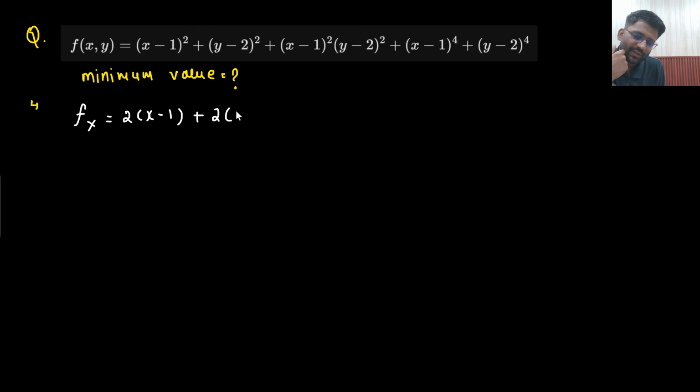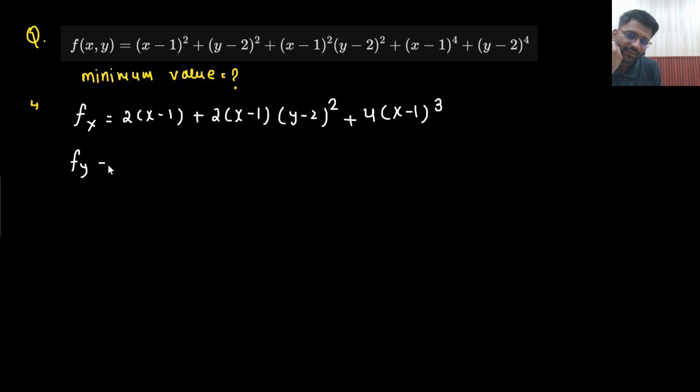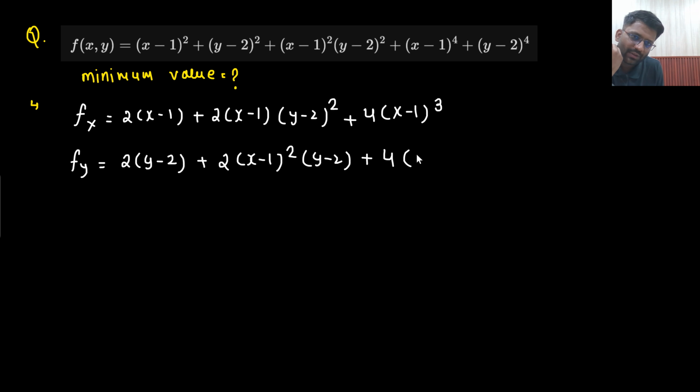But if we follow the process, then this is how we will have to do. Here 2(x minus 1)(y minus 2) whole square will be common, plus 4(x minus 1) to the power 3, right? This is your fx, this is your fy, 2(y minus 2)(x minus 1) whole square, plus 4(y minus 2) to the power 3, right? We will put both of them equals to 0, fx equals to 0 I will put, and fy equals to 0 I will put.